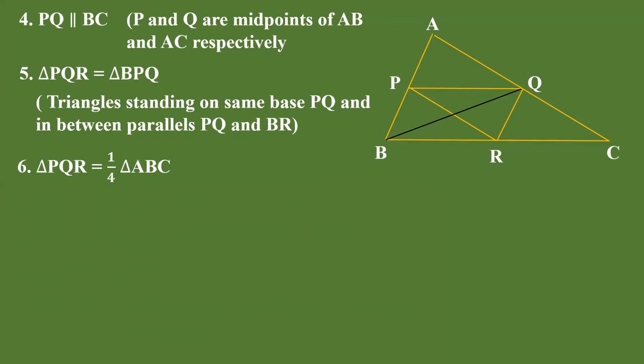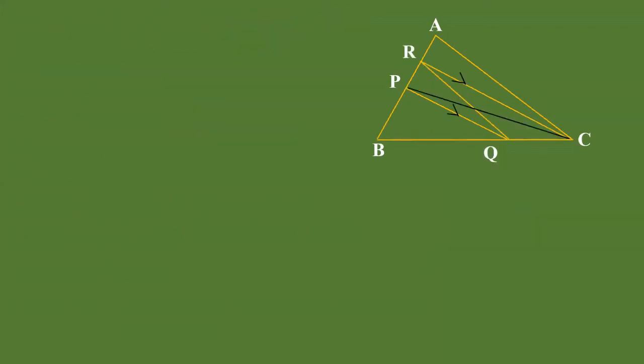So from here, we can say triangle PQR equals 1/4 triangle ABC, from facts 3 and 5. Compare 3 and 5, because we already said that BPQ equals 1/4 triangle ABC. So we can replace BPQ by triangle PQR. Hence it is proved. So let's go for the next problem now.